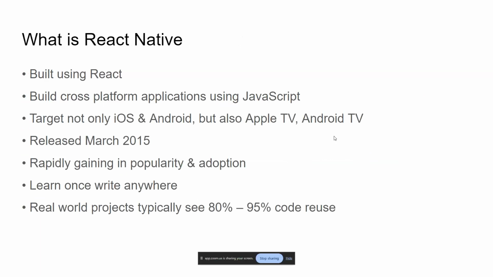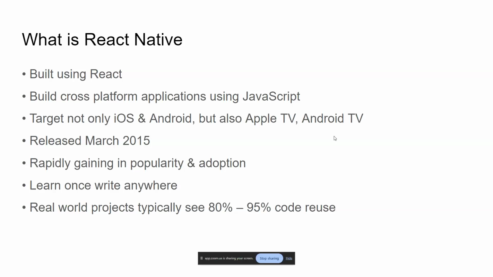Next, what is React Native? React Native is a JavaScript based framework which is built using React. Again, you might be having the question, sir, what is React? React is also a JavaScript based library which was developed by Facebook, and it's open source, where everyone can use it for web applications. So React Native is nothing but an extended version of React for mobile applications. It is purely for cross-platform applications using JavaScript.